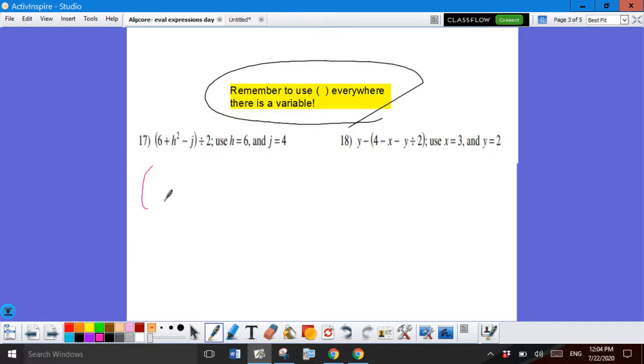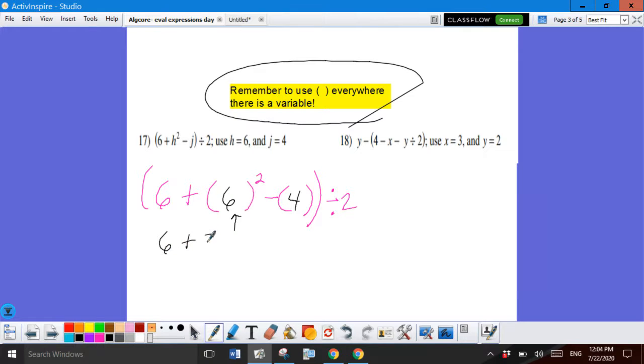All right, so 6 plus a parenthesis and a power, a parenthesis, another parenthesis, divided by 2. So this is a 6, and this is a 4. So where am I starting? I am inside my parentheses. I'm going to start right here. So 6 squared is 36.